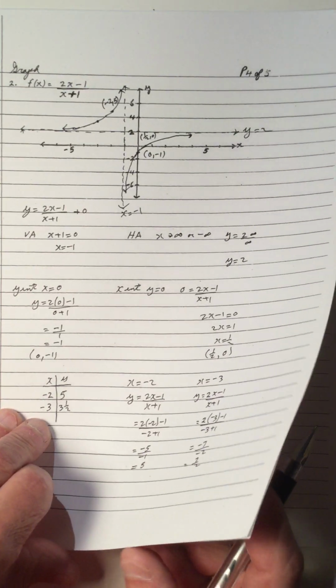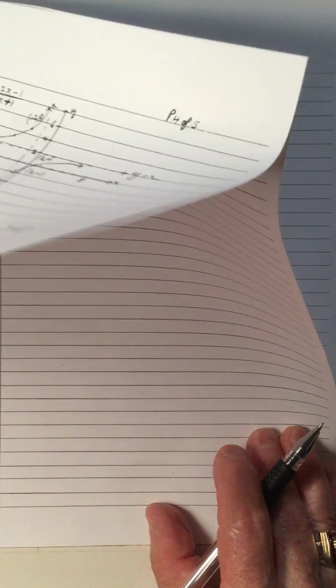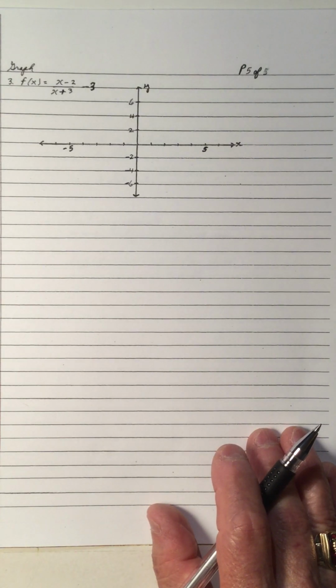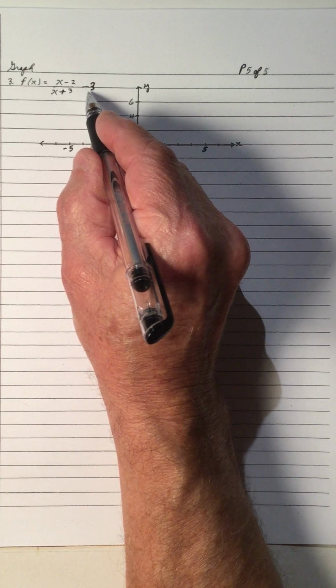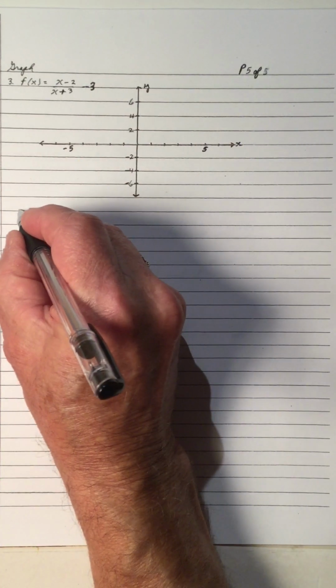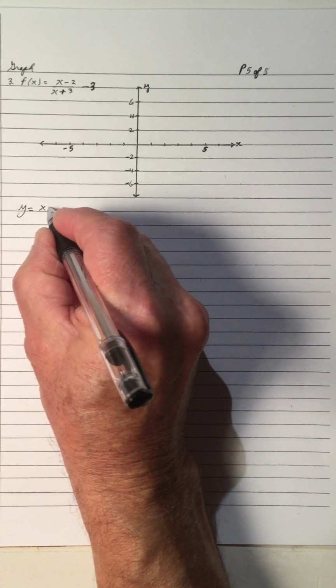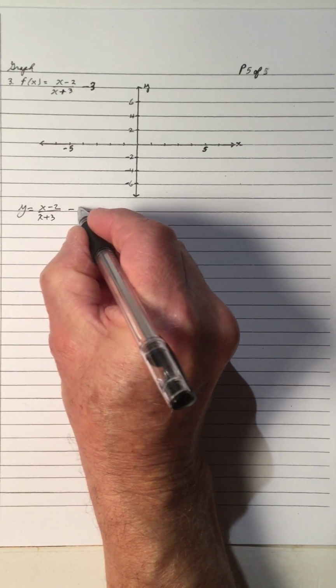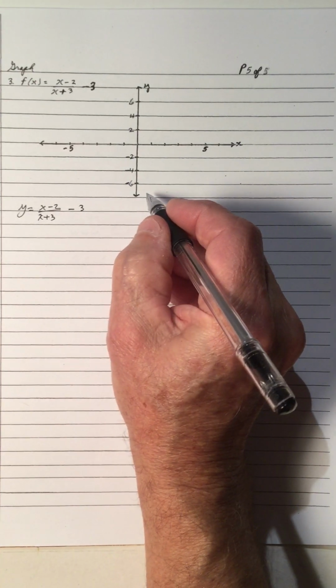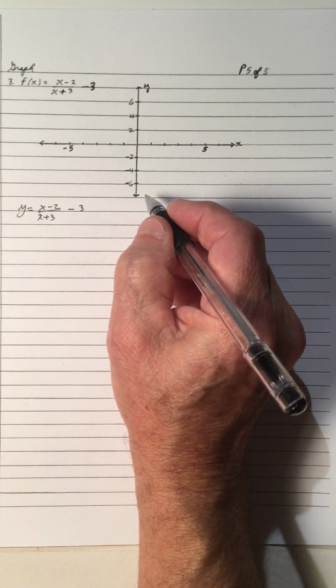Okay, let's try one more. One more to do. Here we go. Graph this one. Notice this time we have a -3. So we have y equals (x minus 2) over (x plus 3) minus 3. And let's see what we have.